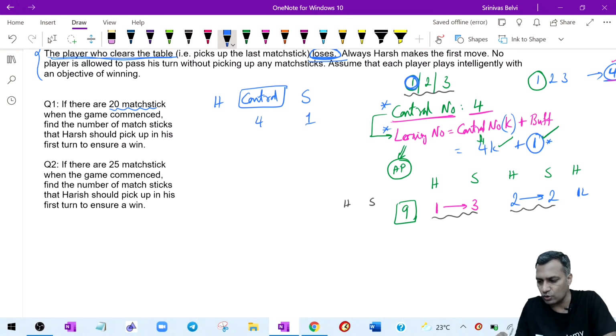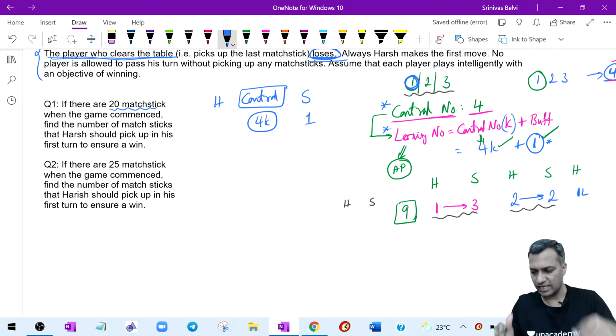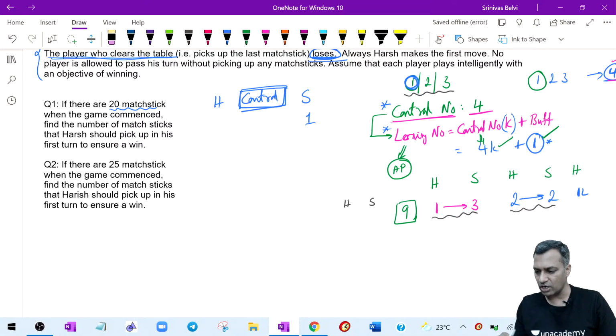Okay, what is this control? Control is 4K. Therefore, how much should Harsh pick? This is how the game looks. Harsh controls this game. In between, there is a lot of control. How is the control happening?